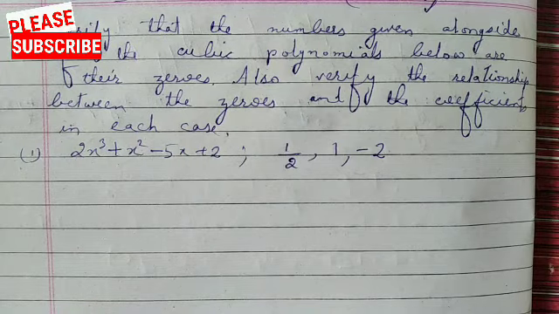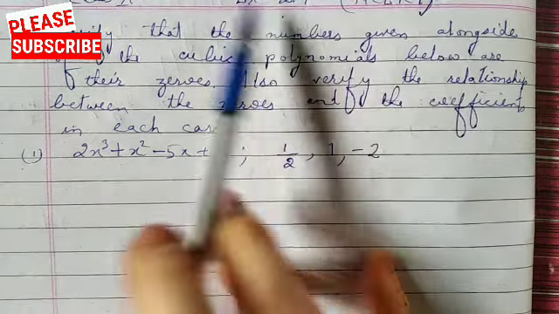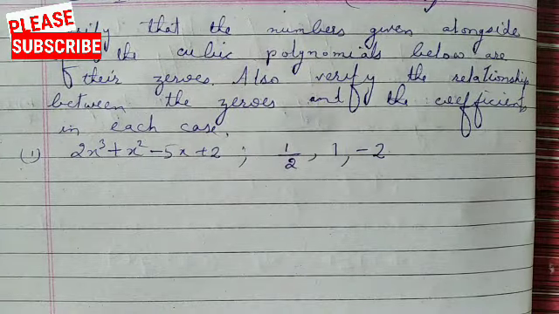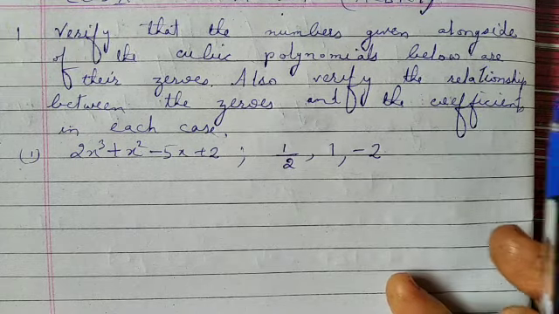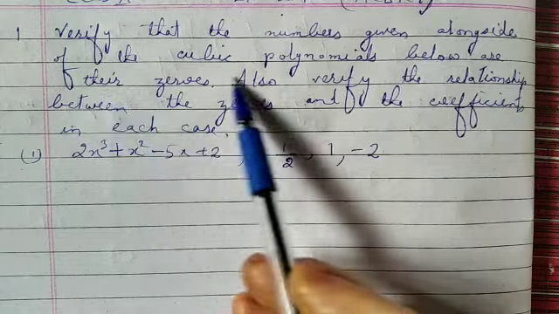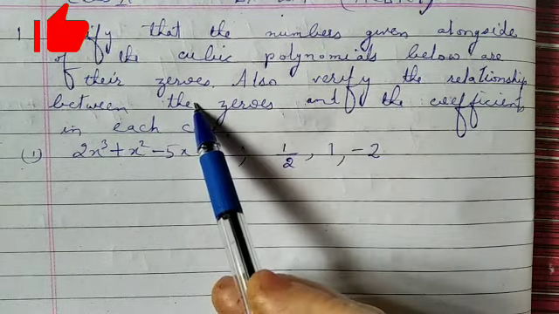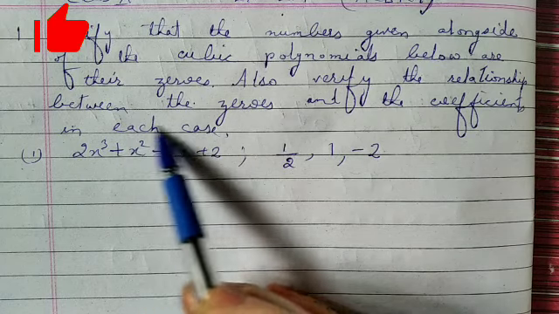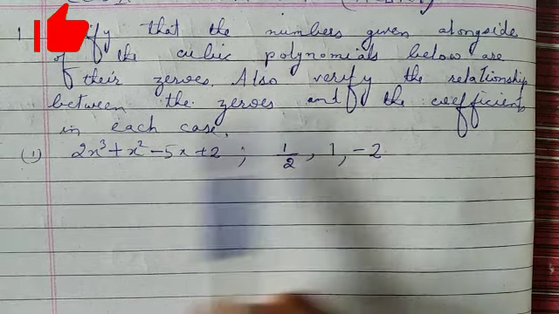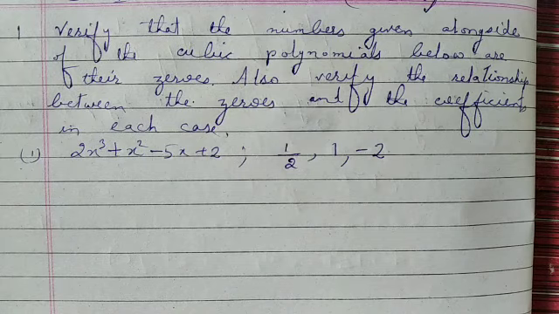Now let us solve question number 1 of exercise 2.4, class 10 NCERT. The question is: verify that the numbers given alongside the cubic polynomials below are their zeros. Also verify the relationship between the zeros and the coefficients in each case.